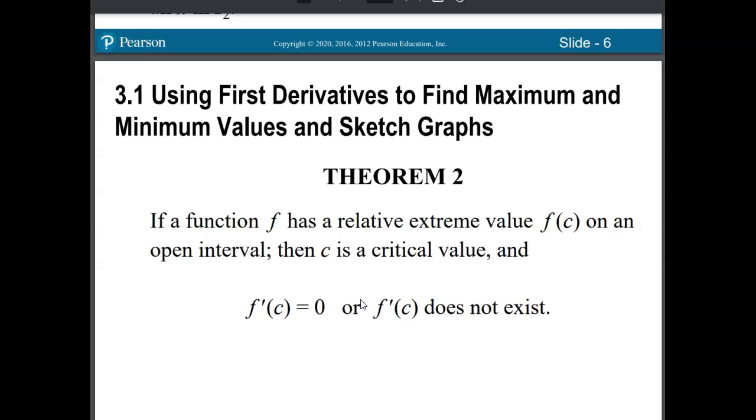So, using the first derivative to find maxes and mins and sketch graphs. Okay, theorem 2.